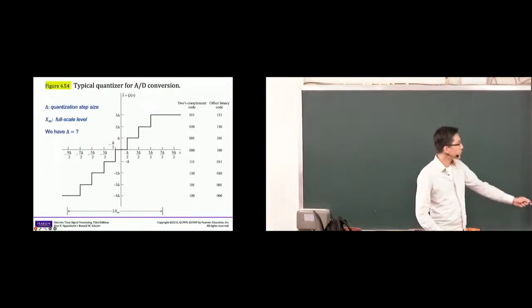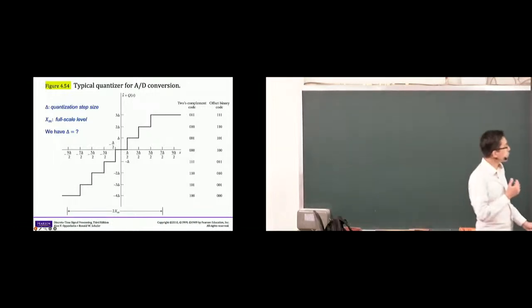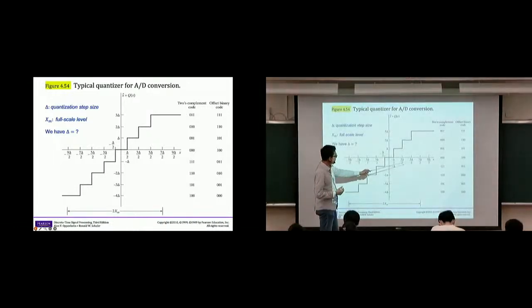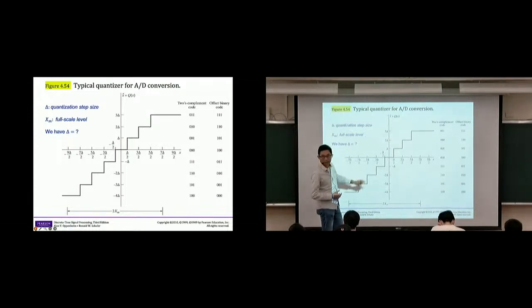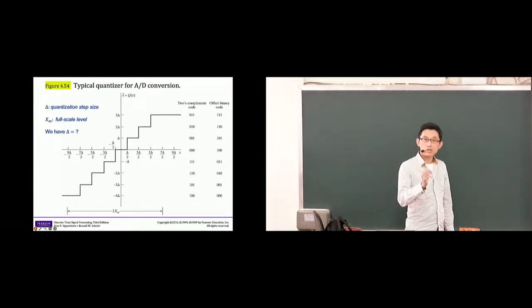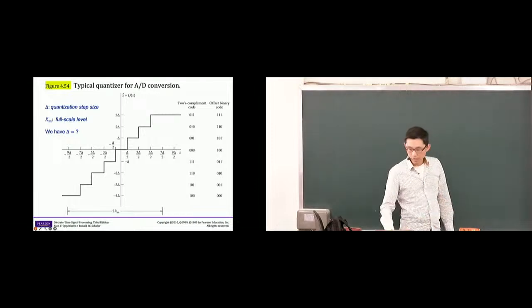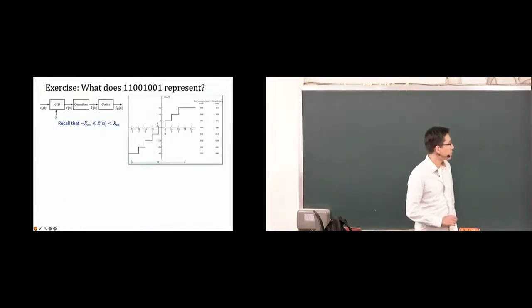So this is the I/O curve. If we write our input as any argument x, and the output of quantization is denoted as q of x, which equals x hat. You see that in general there will be a difference between x and q of x, before and after quantization. There will be an error, an approximation error.